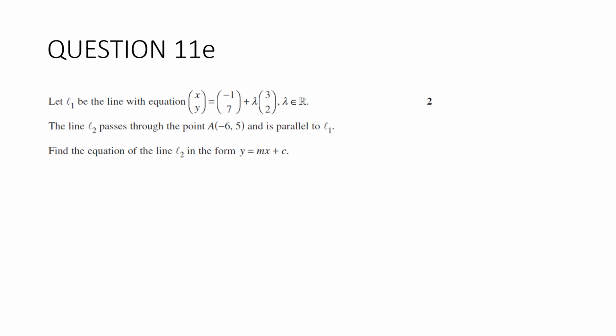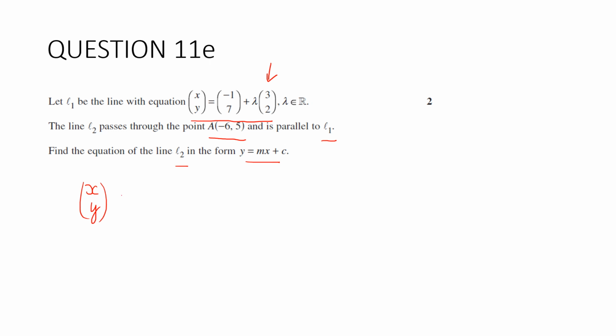11e, let L1 be the line with this equation here. L2 passes through the point A and is parallel to L1, so it's going to have the same direction vector. Find the equation of L2 in this form. Okay, so we can write it like this.